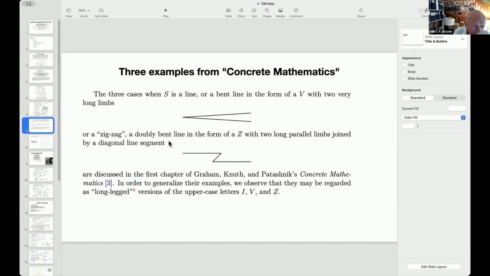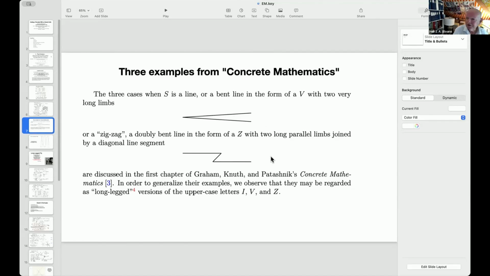And then they do a doubly bent line that they call a zigzag. It looks like this. And the definition is it's 2 parallel rays joined by a segment. And they work out what the answers are. Well, they don't do the Z very well. That's an exercise with, I think, a fairly inadequate solution at the back of the book on page 499. But still, it's enough to do it.